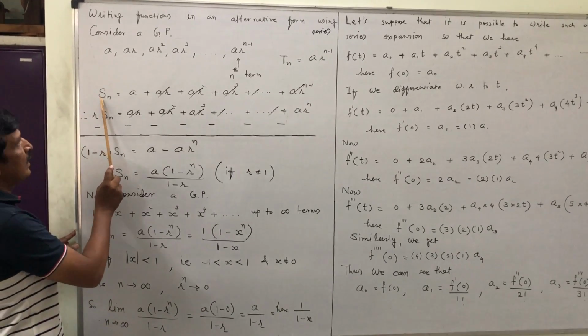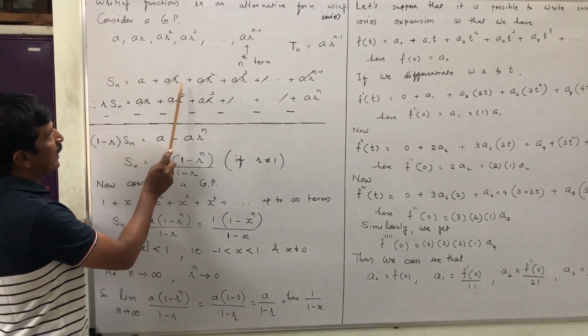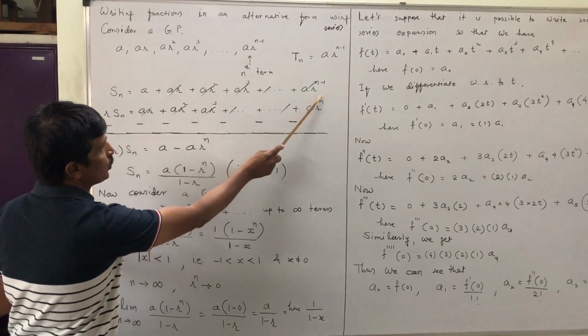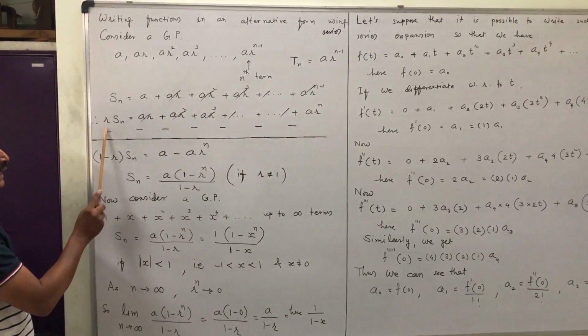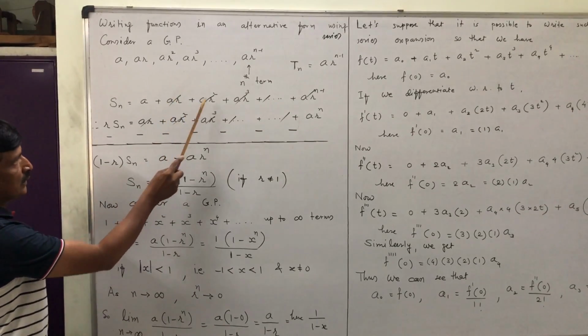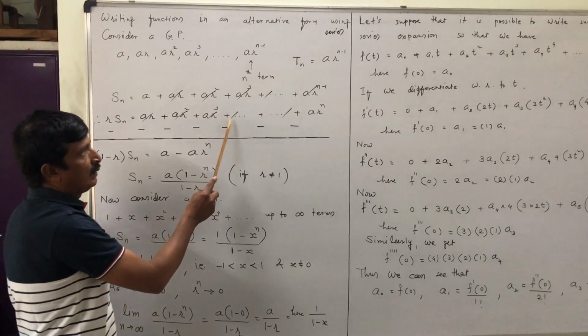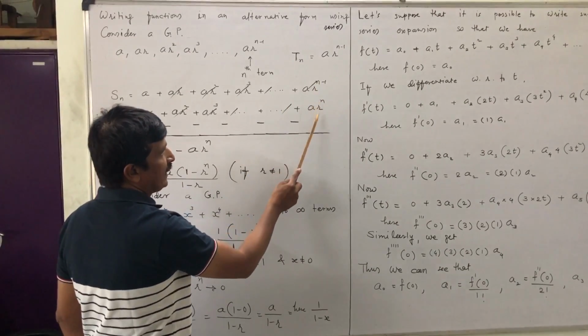What about the sum of n terms? Sn equal to a plus ar square plus ar cube plus and so on ar raised to n minus 1. Multiplying both the sides by r, we get rSn equal to ar plus ar square plus ar cube plus ar raised to 4 plus and so on ar raised to n.